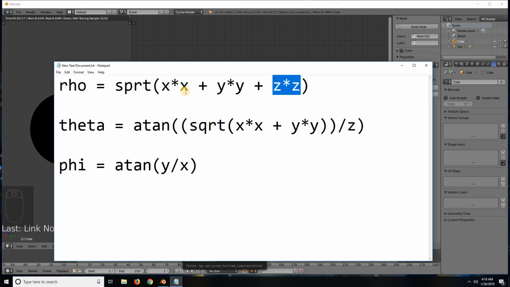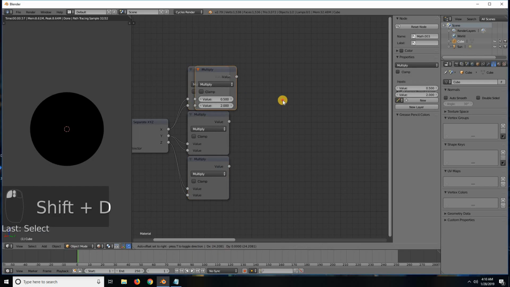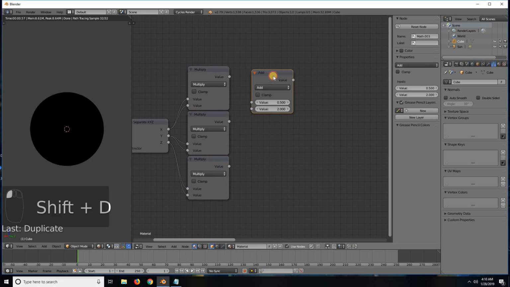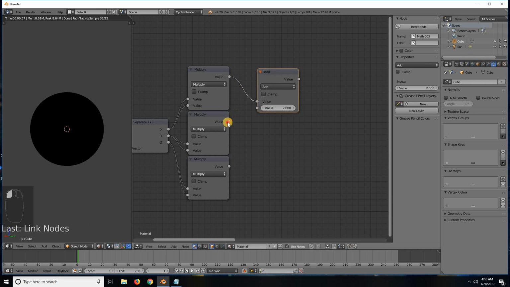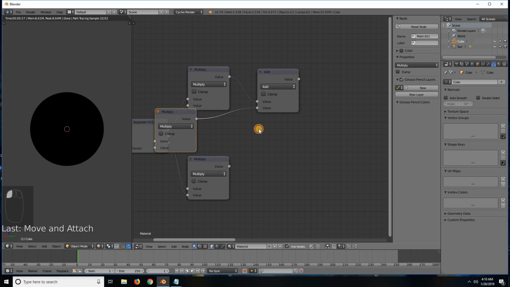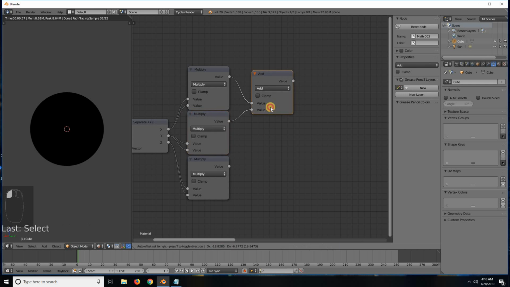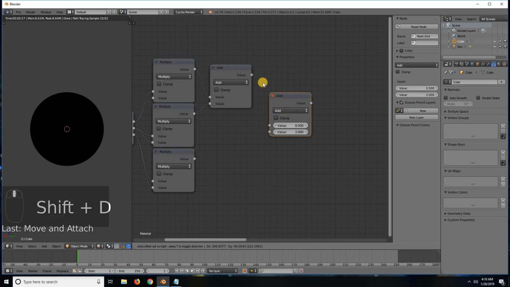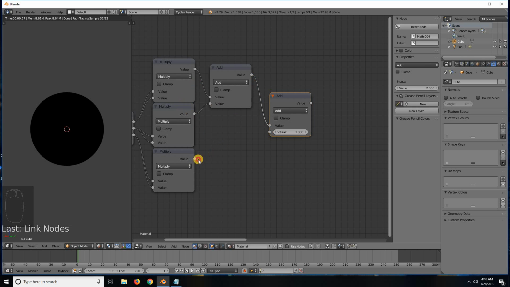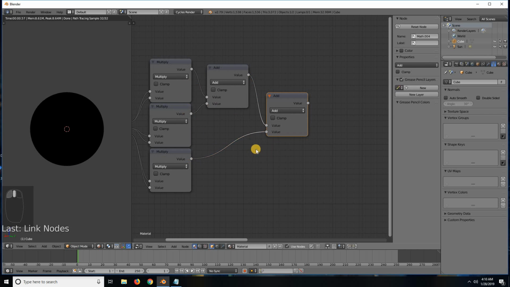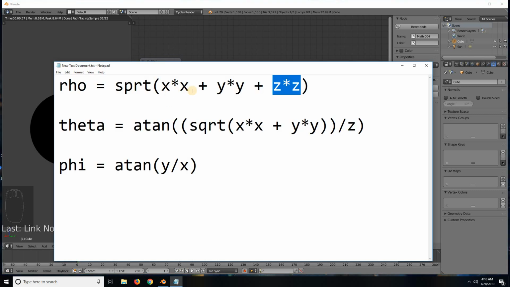Next step in our equation was to add the x squared to the y squared and then to the z squared. So we just need another math node. Let's set this one to add. Now we add the x squared to the y squared. And then we need another one of those, and we need to add the sum of the x squared plus the y squared to the z squared. So there we have it. We have squared our x, our y, and our z, and we have added all three of them together.